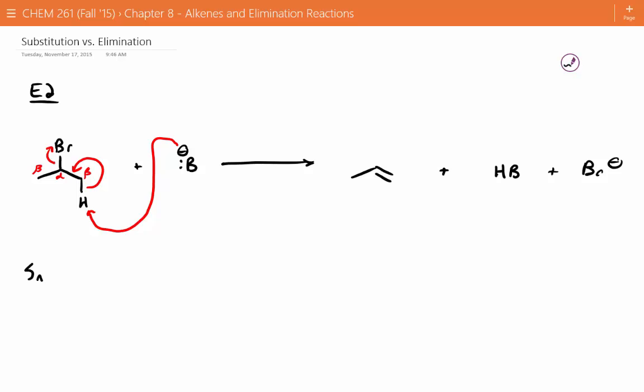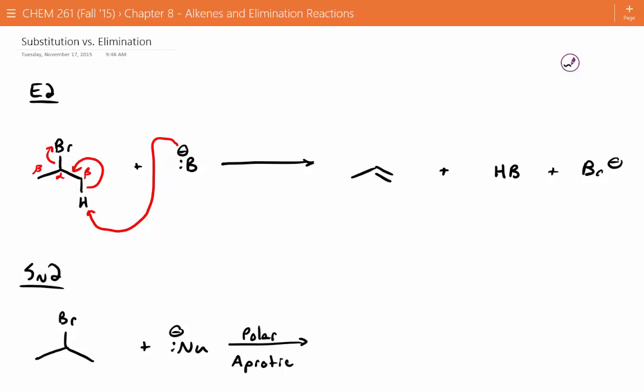Let's compare this to SN2. I'm going to use the same starting material. This time I'm going to use a generic nucleophile that's strong. And if this is an SN2 reaction, do I want to use polar protic or polar aprotic solvents? Aprotic. Why do we want to use aprotic solvents? So they don't surround the nucleophile. What was that? So they don't surround the nucleophile. Yeah, so they don't stabilize the nucleophile.